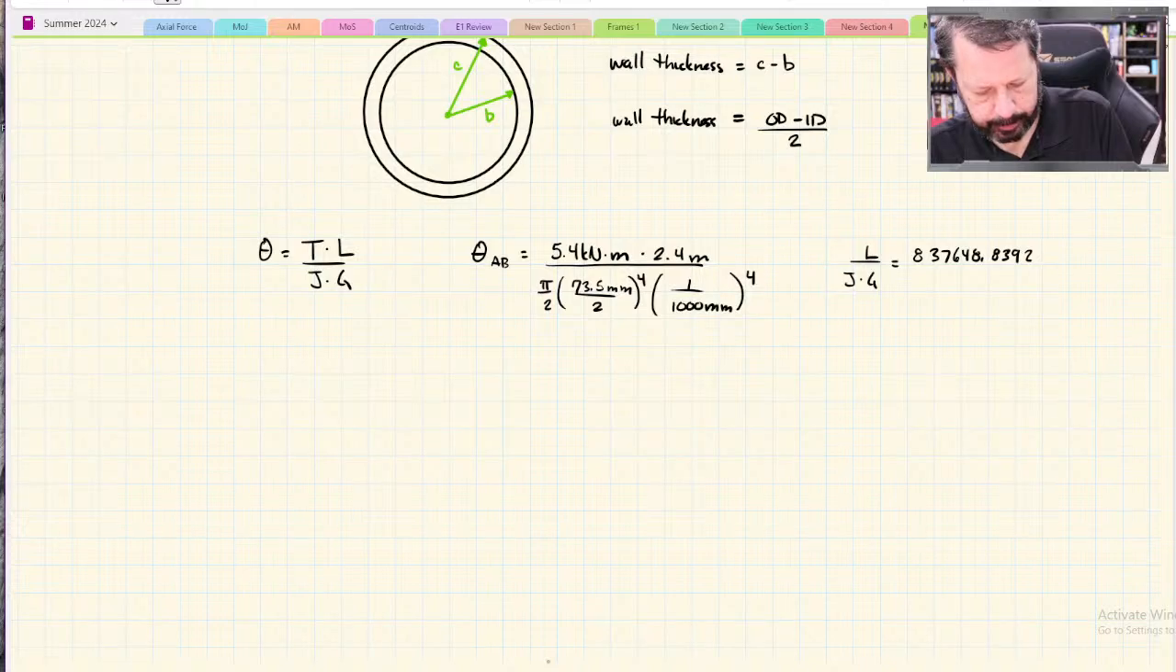Oh, I might know. Let's see. Pi. Whoops. Oh, I might be hitting the wrong button for one thing. Pi over 2. Okay, that's that. Then divide by 0.0735 over 2 raised to the 4th.